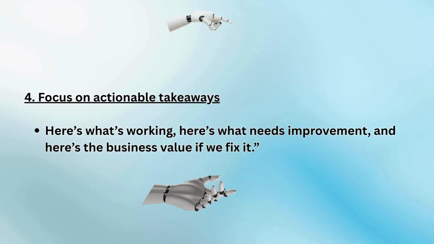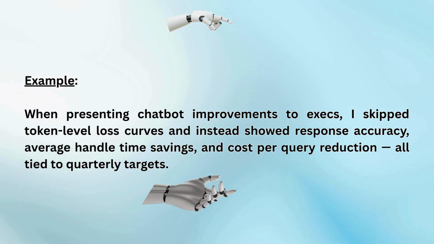4. Focus on actionable takeaways. Here's what's working, here's what needs improvement, and here's the business value if we fix it. Example: when presenting chatbot improvements to execs, I skipped token-level loss curves and instead showed response accuracy, average handle time savings, and cost per query reduction, all tied to quarterly targets.